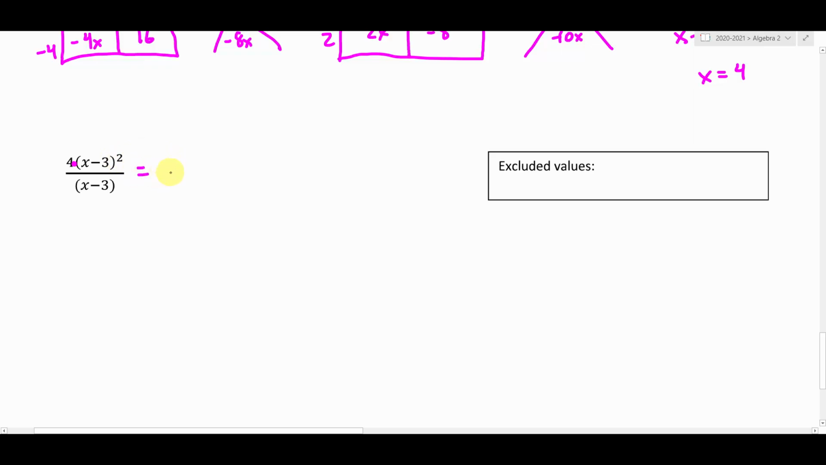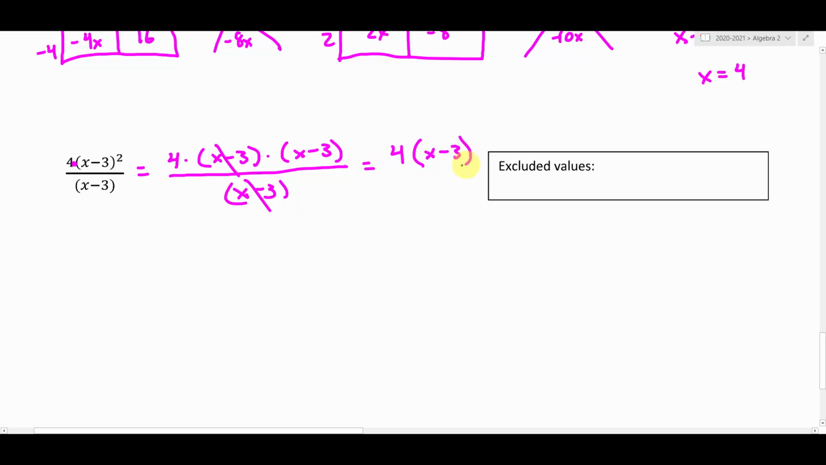So to understand this one, you just have to remember what squaring something means. Okay, so I can say this is 4 times x minus 3 times x minus 3. Right? Squaring just means it's something times itself. So it's x minus 3 times x minus 3. So I could rewrite that like this, and in the bottom we'll still have an x minus 3. And since these three things are all being multiplied, they are all factors. So I do have a common factor of x minus 3 in the top and in the bottom, so those can cancel. And my simplified version would simply be 4 times x minus 3.